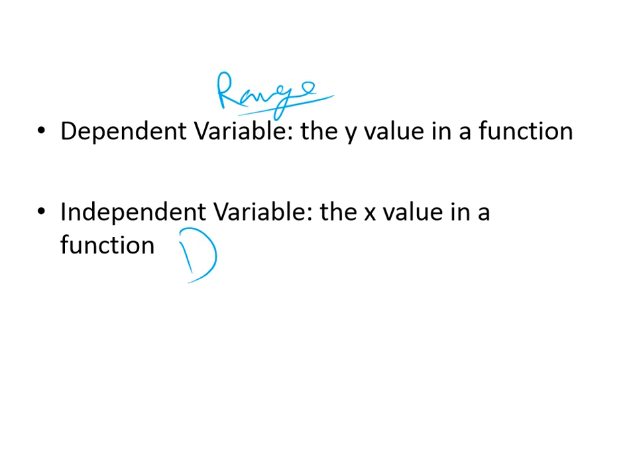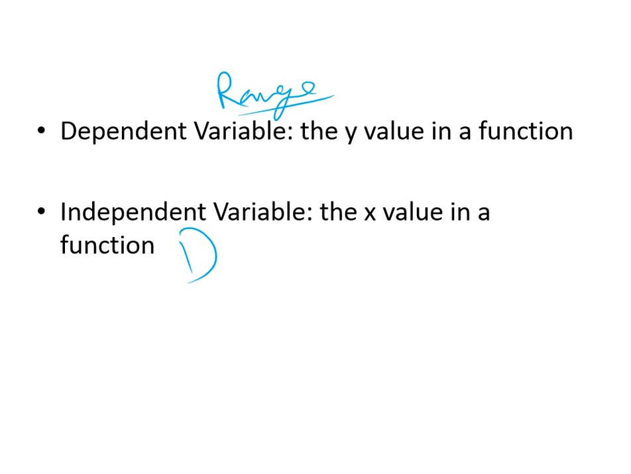Nothing is affecting it. It goes off as time goes on. The larger it increases, it's not going to slow down or anything. So that's your independent variable. Usually your independent variable is time. That's a big one that's used for independent almost always, is time.